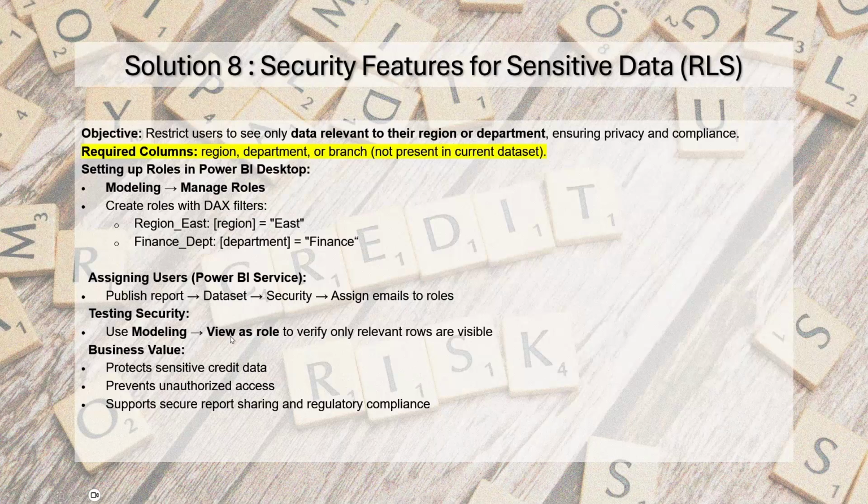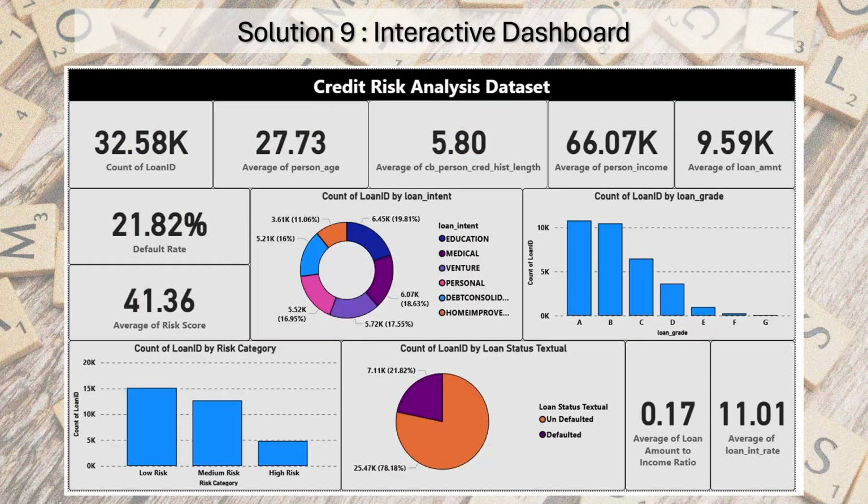So let's move on to the next question. This is the dashboard which I have created. You can see here that the total number of loans was 32,580 and the average person age was 27 years. Then the average credit history length was 5.8 years, average person income was 66,000 and average loan amount was 9.59k.